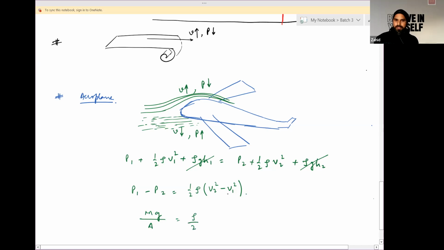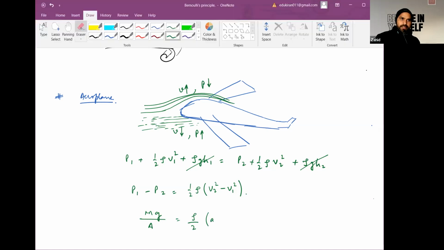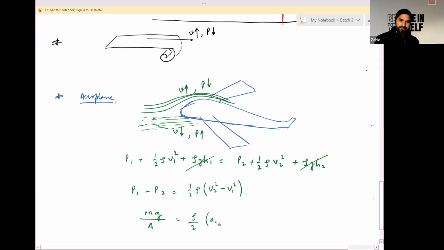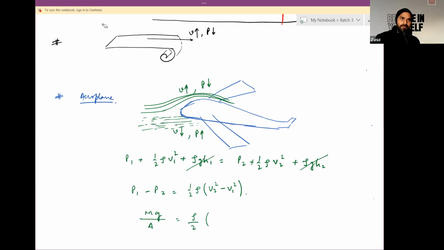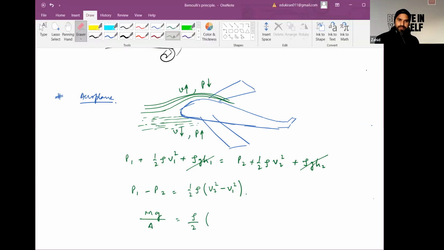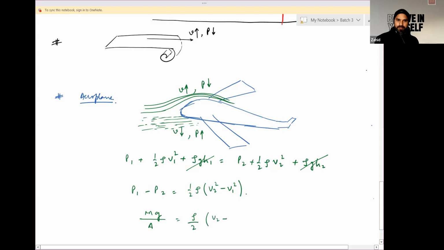We can write this particular expression as a square minus b square. So it will be a plus b times a minus b.